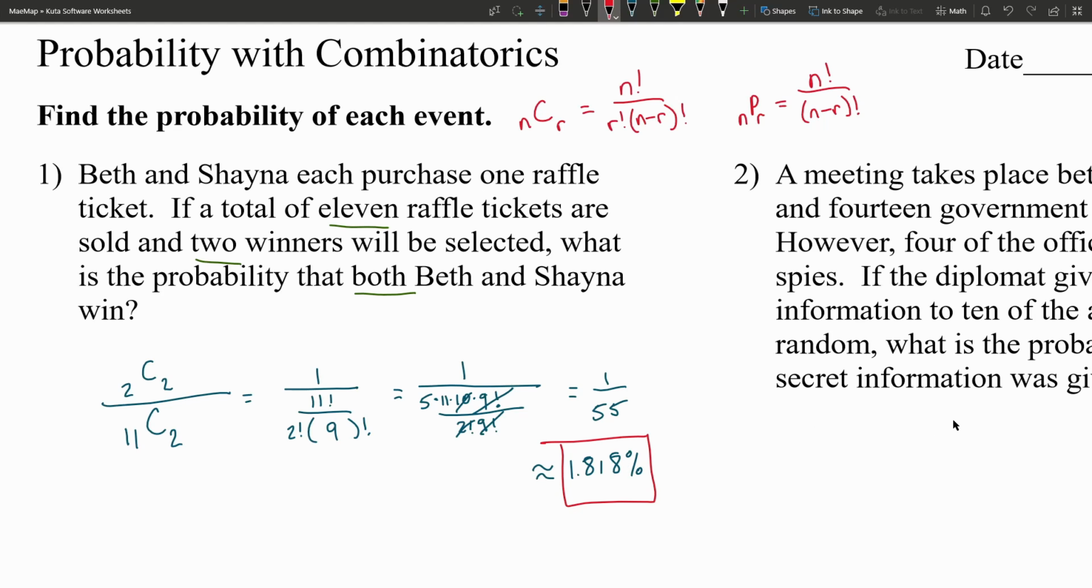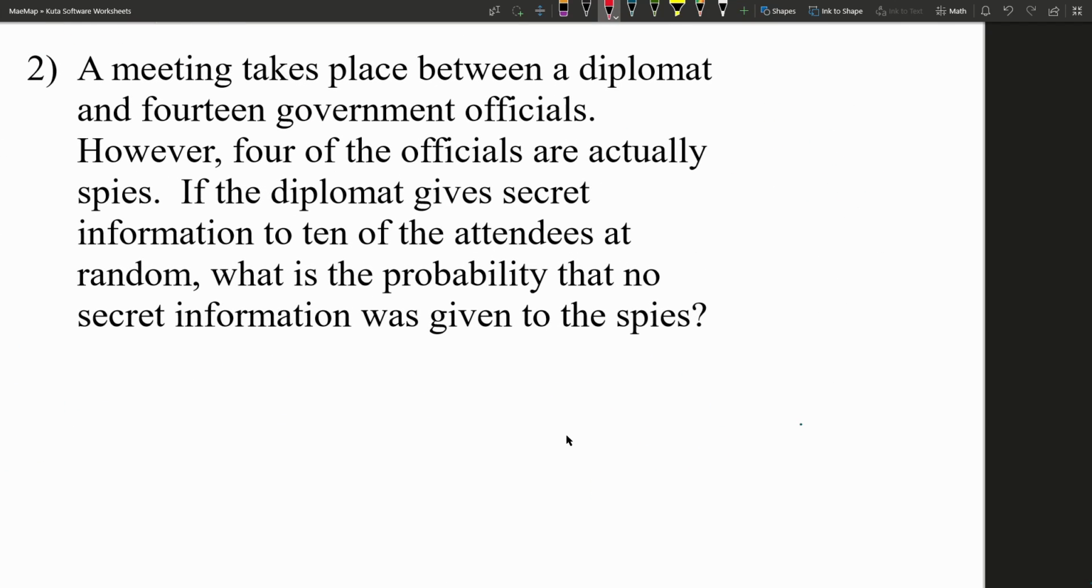Let's move on to number 2. Number 2 states that a meeting takes place between a diplomat and 14 government officials. However, 4 of the officials are actually spies. So if the diplomat gives secret information to 10 of the attendees at random, what is the probability that no secret information was given to the spies?